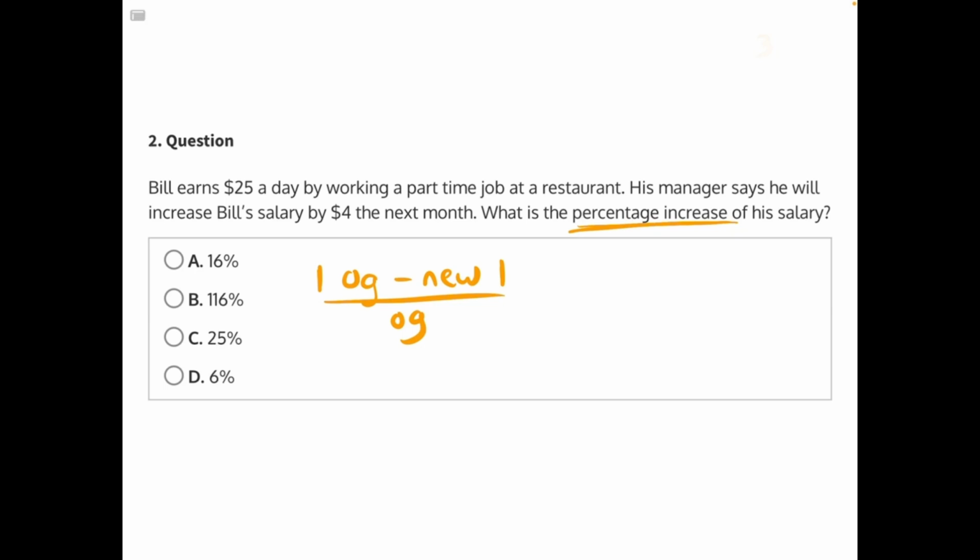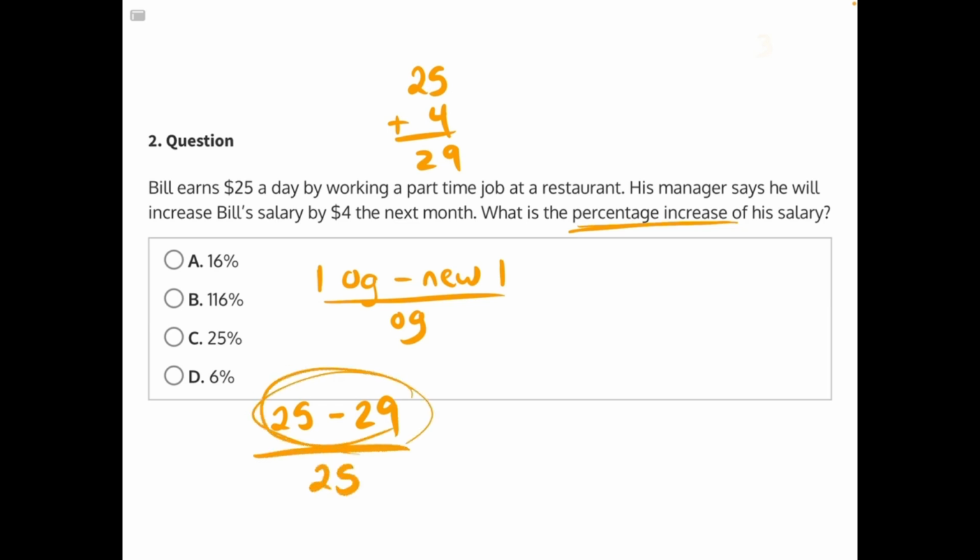How we would set this up is we would do $25 is his original price, minus his new salary would be 25 plus 4, 29. But in this case, you don't have to do the subtraction up top. You can actually skip straight to the numerator being $4, because they tell us in the problem, right? $4 is how much money his pay has increased. So that is the difference between his first daily wage and his new daily wage. And then we can divide that by his original daily wage of $25.